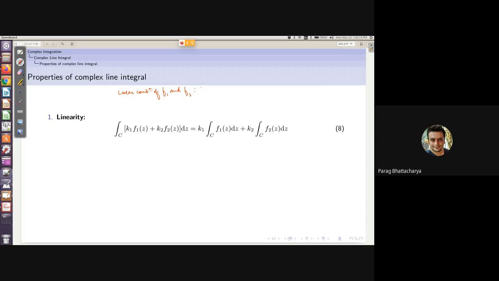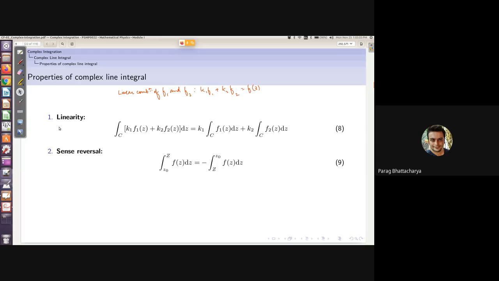A linear combination of f1 and f2 is some constant k1 into f1 plus some other constant k2 into f2. This is, let's say, some function f of z. Because I have two functions f1 and f2 and have formed a linear combination, the linear combination is also a function. That function can be integrated; you can find the line integral. This line integral will be simply k1 goes outside, the line integral of f1, plus k2 times the line integral of f2. So that's the linearity property.